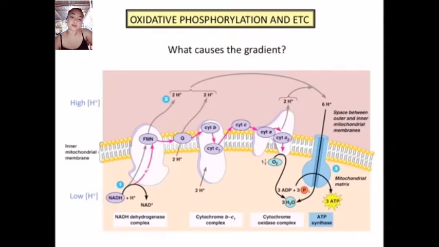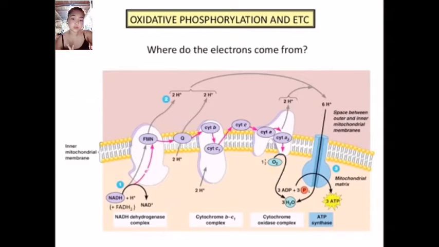The concentration gradient doesn't just exist. It is created by electrons moving along the electron transport chain, where they begin at a higher potential energy and end at a lower potential energy. The electrons move down the chain until they are accepted by oxygen, the final electron acceptor, where they combine with hydrogen to make water, one of the byproducts of cellular respiration.